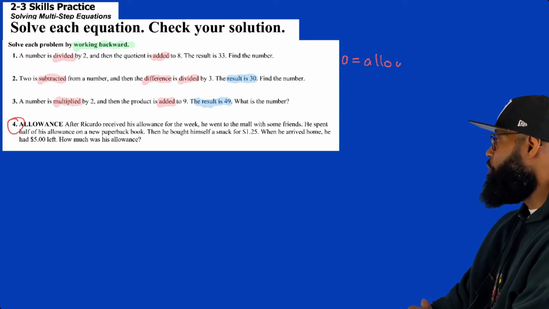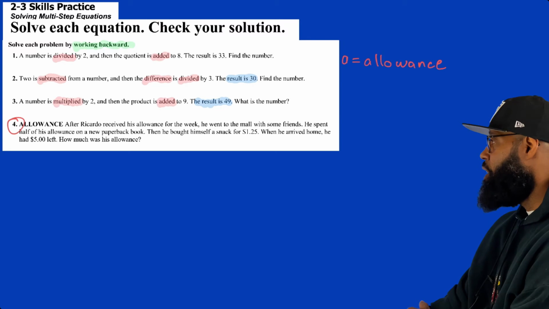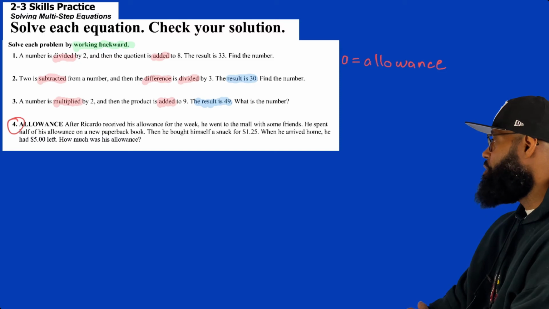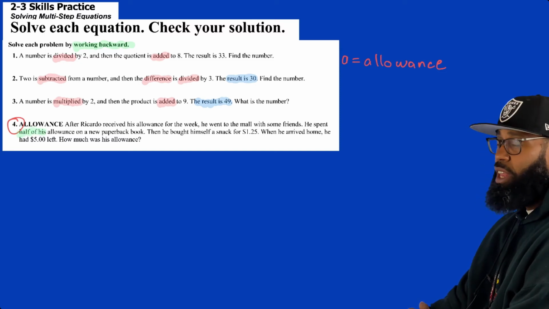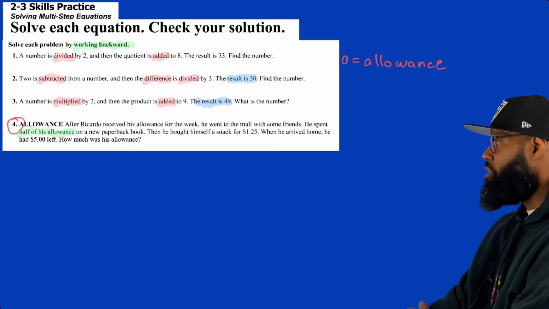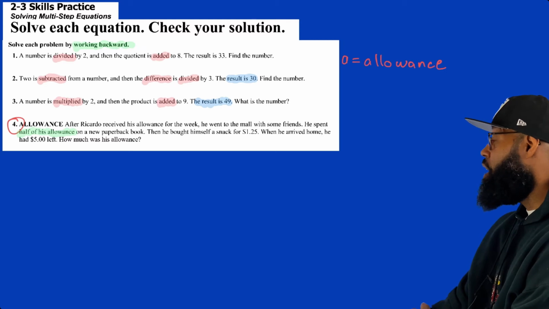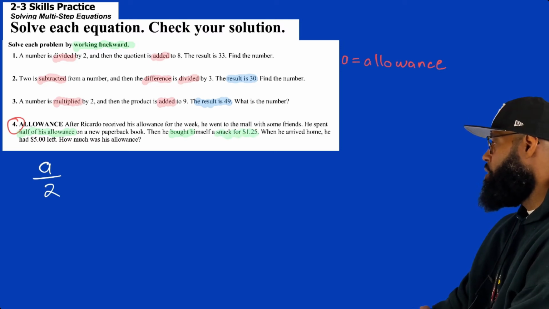He bought himself a snack for $1.25, so I got to subtract $1.25 because he bought a snack. But you know, at the end of the day, he went home and had $5. So again, if I said it's 20 divided by 2 would be 10 minus $1.25. No, that's not right. Now I'm just guessing, right? So instead of guessing, let's solve it. Undo the subtraction. So $5 plus $1.25, because I want to add $1.25 to both sides. And now I get A divided by 2 is equal to $6.25. And now, of course, to undo the dividing by 2, we're going to multiply both sides by 2.